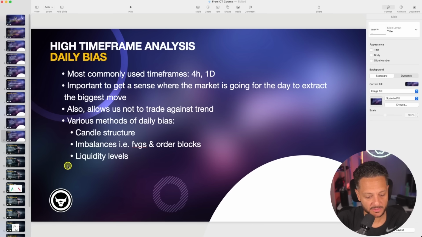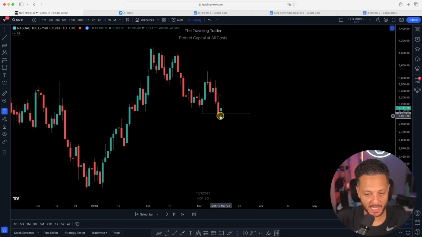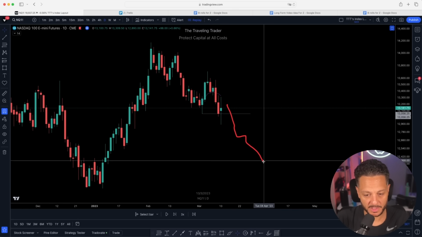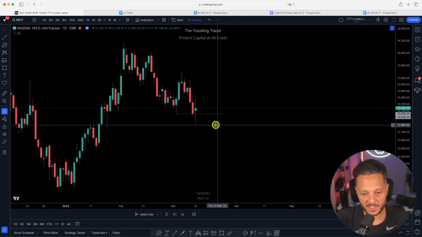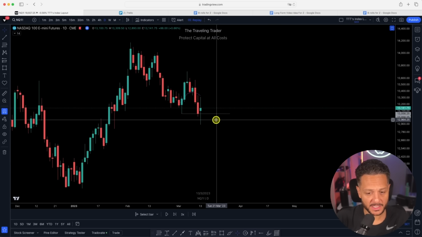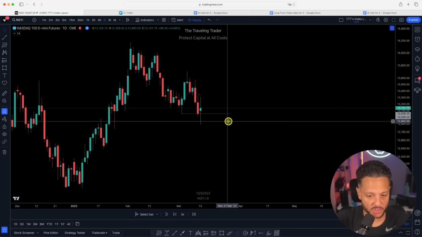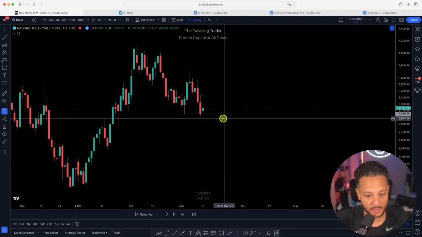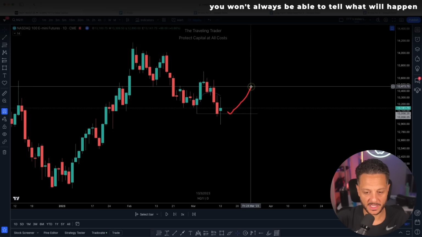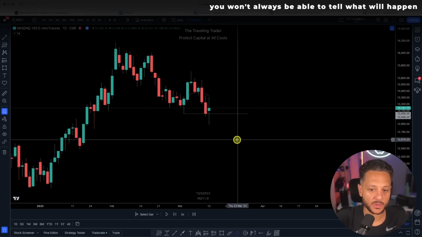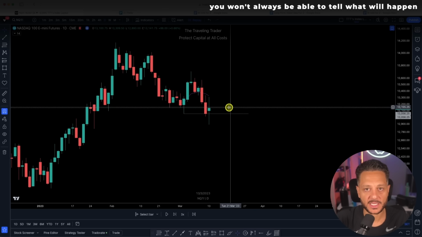And the last method of determining high time frame analysis or your daily bias is looking at liquidity levels. So in this case, this looks like an obvious liquidity sweep. Now, could price just end up continuing downwards? Of course. So when this happens, and again, this is on the daily time frame, the following day you would be looking to see if we do end up getting a continuation up, and you could establish this by looking at the lower time frame as well, or could this be the draw on liquidity to take us higher? And sometimes you are not going to know, again, as I said, you're not going to be able to foretell exactly what happens.